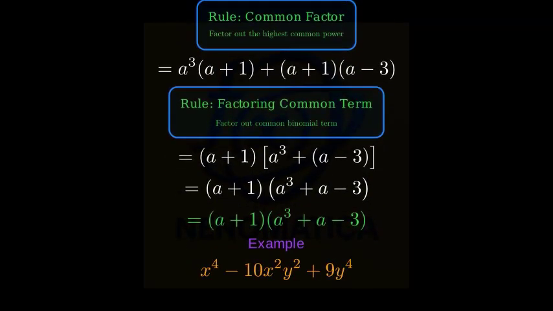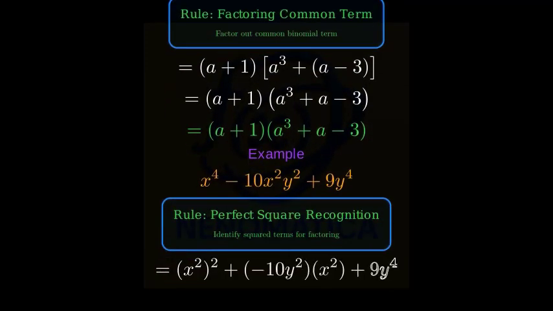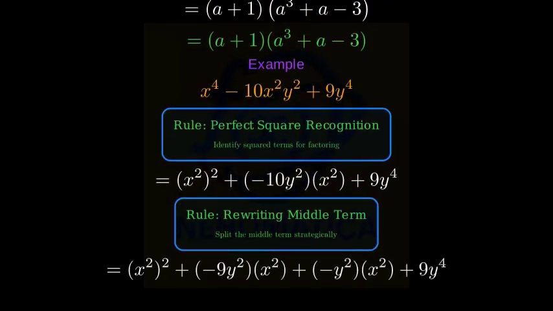We want to factor the expression x to the fourth minus 10 x squared y squared plus 9 y to the fourth. For this type of expression, we'll use a different approach. First, we'll rewrite the expression as x squared squared plus open parenthesis negative 10 y squared close parenthesis times x squared plus 9y to the fourth. We notice this has the form of a squared plus b times a plus c, where a is x squared, b is negative 10y squared, and c is 9y to the fourth.